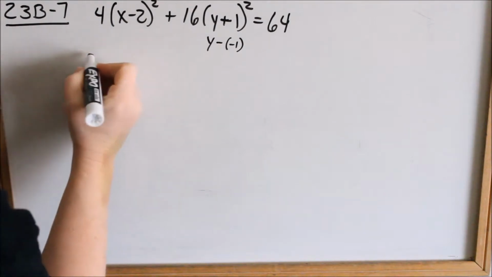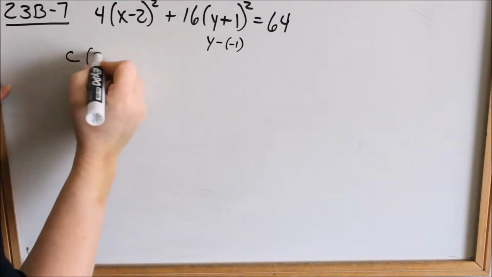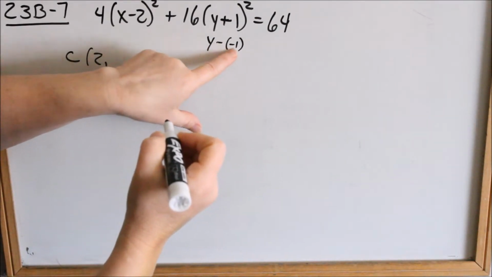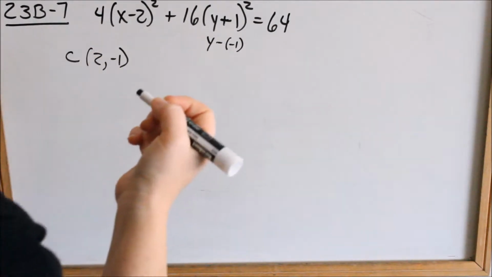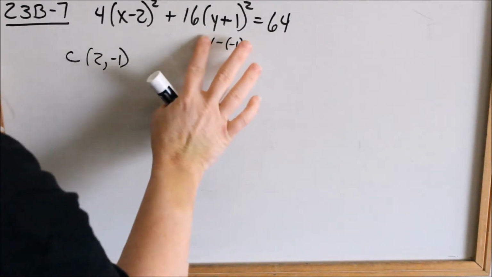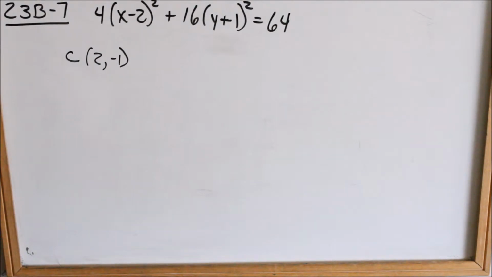So now I can see that my center will be this number, 2, and then this number, because this is where I have the subtraction sign, negative 1. Finding the center of the ellipse is the same thing as finding the center of a circle. Okay, but now we don't have a radius on an ellipse, we have to find the extremities. So how do we do that?